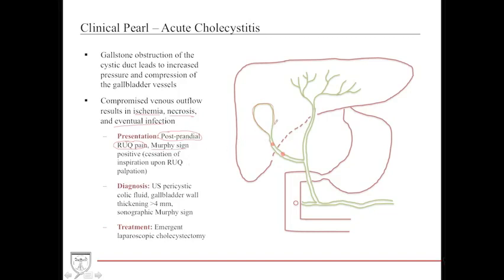And as they breathe normally, on inspiration, you press down on the right upper quadrant. The pain is so significant as it irritates the diaphragm that it actually causes the patient to stop breathing for a second. That is called a positive Murphy sign.